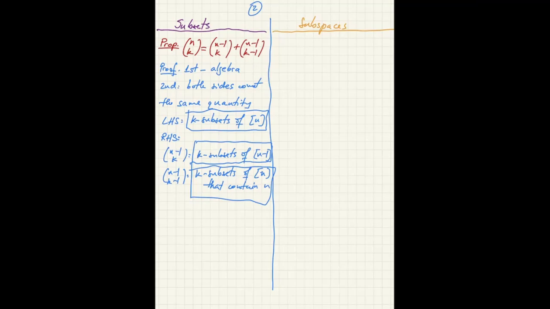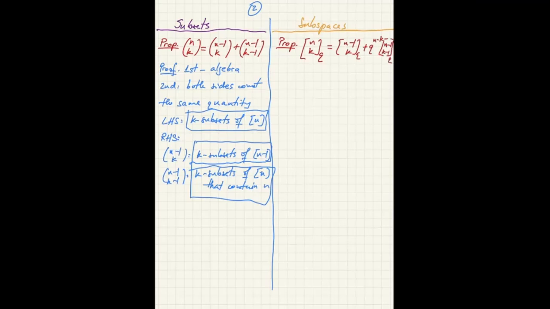Now, what happens for subspaces? Well, surprisingly, there are two actually. They're equivalent, but there are two formulas that generalize this one. So we'll just start with one. For subspaces, we're going to have something like this. This q binomial coefficient will equal [n minus 1 choose k]_q plus, here is a surprise, a q to the power n minus k times the q binomial coefficient [n minus 1 choose k minus 1]_q.